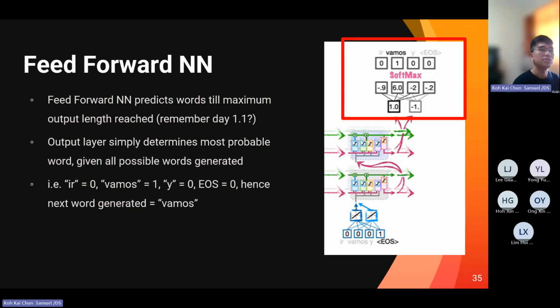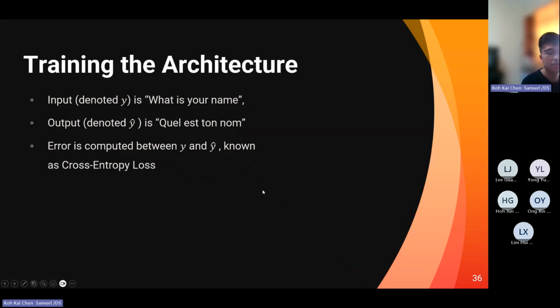So for example, vamos and E. Vamos has the highest probability, 100%. I'm 100% sure that I want to output vamos, and hence the neural network understands it needs to output vamos, and hence it outputs vamos. So you see how it's being derived, and next ChatGPT will output vamos. So at each time step it's like 1 0 0 0, and then 0 1 0 0, and 0 0 1 0. This reminds us of binary numbers, ones and zeros. Essentially it's just binary numbers, because 0 represents 0 probability and 1 represents 100% probability. So you just keep outputting based on this theory.